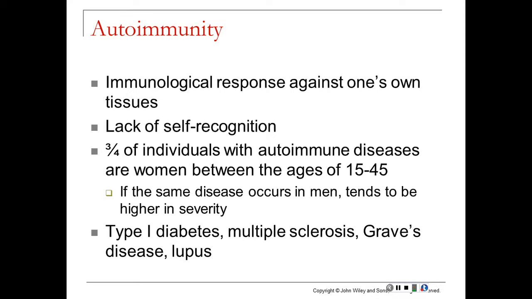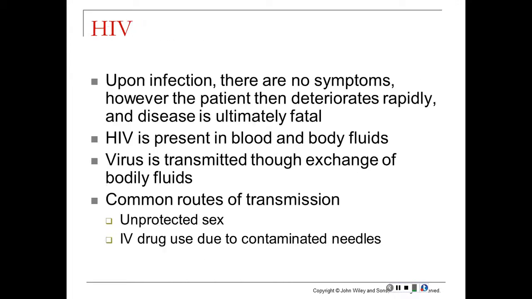Over 75% of individuals with autoimmune disease are women, usually in the 15 to 45 age bracket. Some of the diseases will occur in men, but if they do, they tend to be even more severe. Some examples: type 1 diabetes, where your immune system attacks your pancreas; multiple sclerosis, where your immune system attacks the myelin sheaths of your axons; Graves' disease, where your immune system is attacking your thyroid; and lupus is another example of an autoimmune disorder.